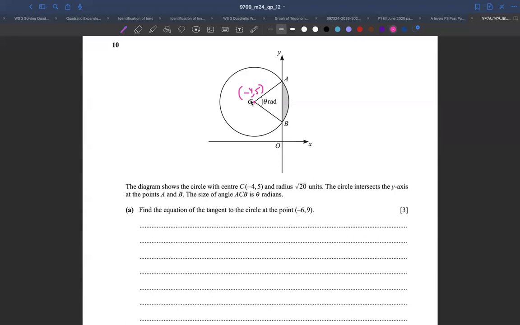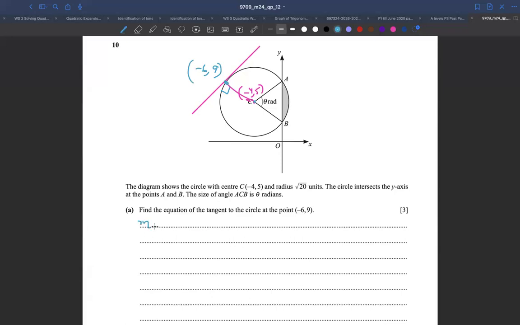Now what we know is -6, 9 roughly, let's say it will be over here, right? Let's say -6 is here and this 9 will be somewhere up above. I don't know where it is. We have to find the equation of this tangent. Now to find the equation of the tangent, I need the gradient of the tangent. I know this point is -6, 9, which means I can find the gradient of this radius, using this point and the center C, whichever point you call A or B.